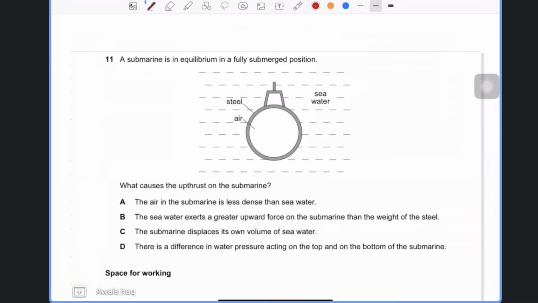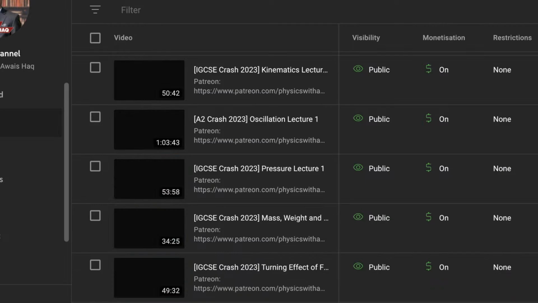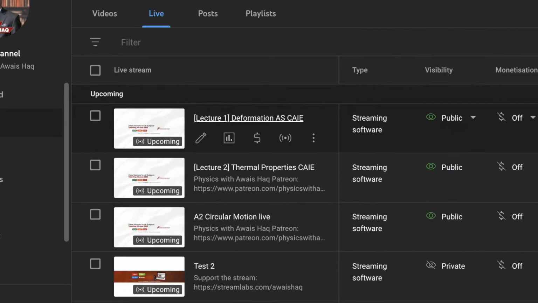Now this one we'll do together. It says a submarine is in equilibrium in a fully submerged position. Okay, what causes upthrust? Can anybody answer this? The velocity downwards? No, upthrust is not that. What causes upthrust? Anyone?